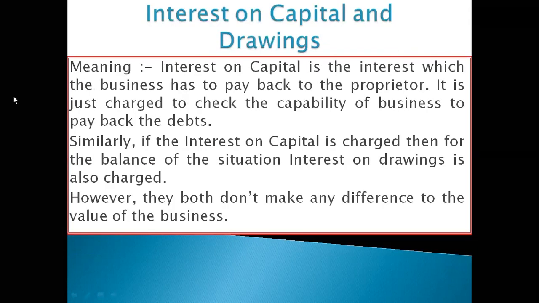The next thing is interest on capital and drawings. Interest on capital is the interest which the business has to pay back to the proprietor. It is just charged to check the capability of business to pay back the debts. Similarly, if the interest on capital is charged, then for the balance of the situation, interest on drawings is also charged. However, they both don't make any difference to the value of the business.